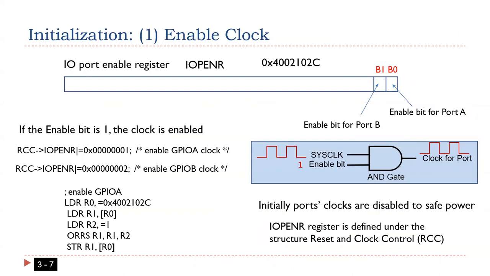Okay. The first instruction you have to write, okay? If you want to use port A or port B, you have to enable this port before using it. What do you mean by enable? Okay, enable means, or what happens is that for every, we have two ports, A and B. For every port, we have an AND gate like this one, and you have a clock. This is a clock, and then you have one bit here, one bit.